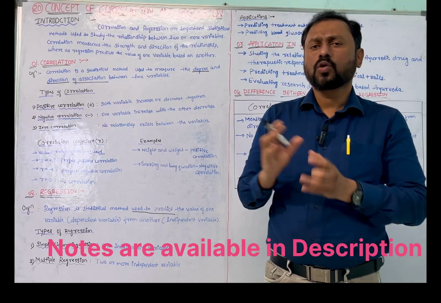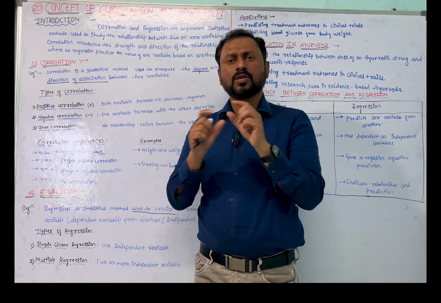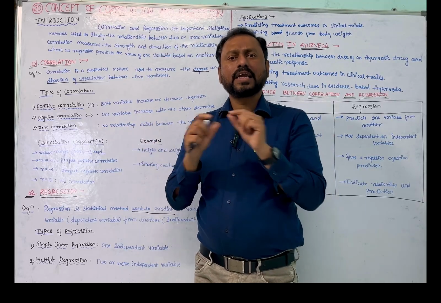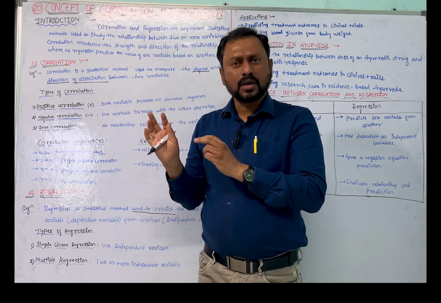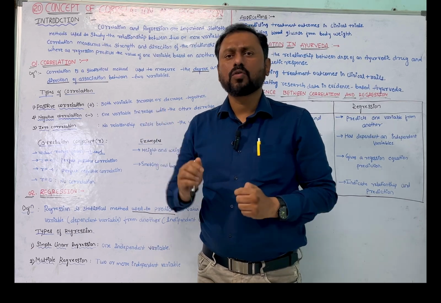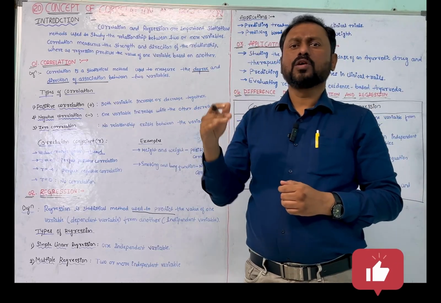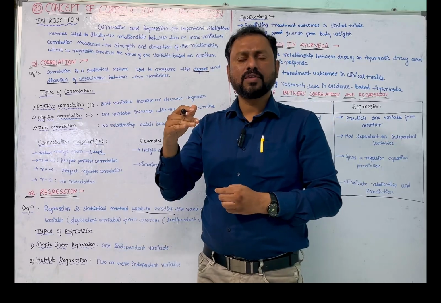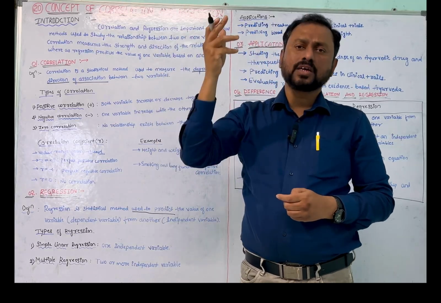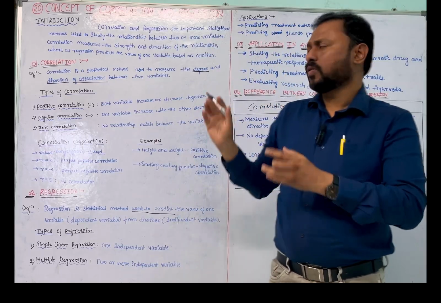First of all, correlation means that when two or more variables are there, we study their relations, or their association. That is called correlation. Regression means predicting the dependent variable by observing the independent variable. That is called regression. Now we'll study one by one.